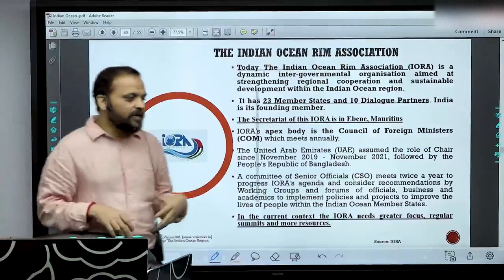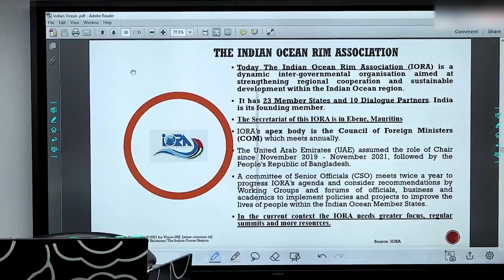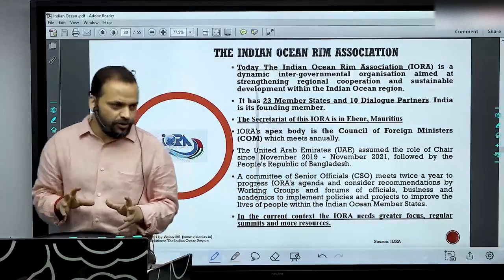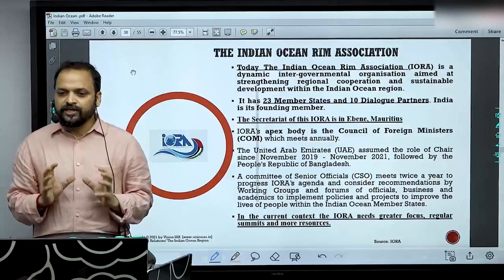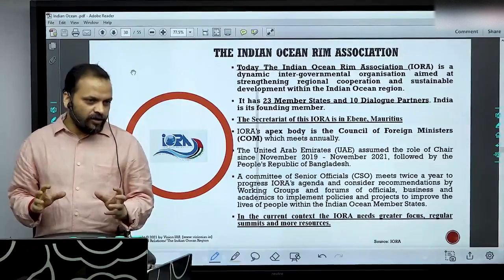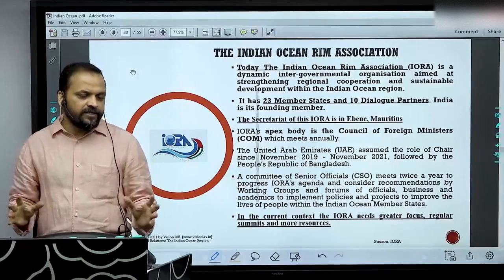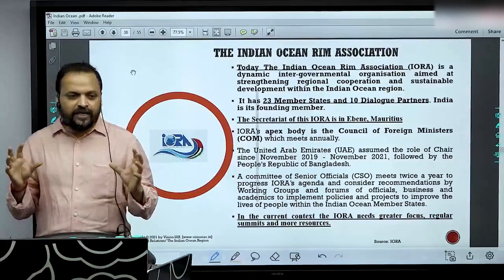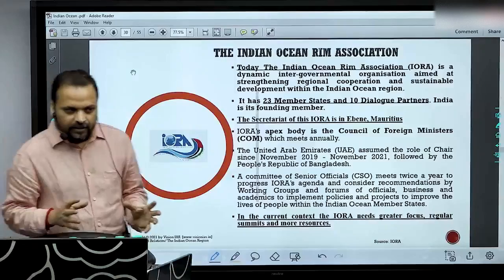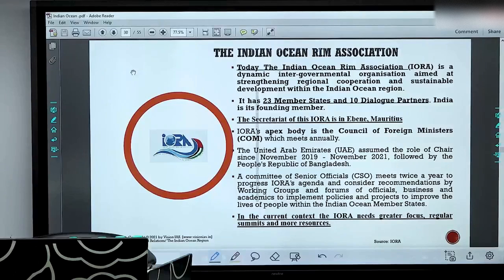Let's now talk about the next organization. Again largely understood, part of what India wants to do under SAGAR, part of promoting regional cooperation in the Indian Ocean region. So Indian Ocean Rim Association is the only regional organization which is based on an Indian Ocean identity. It is the only regional organization which comprises countries of the Indian Ocean basin. So it is the most comprehensive regional organization promoting cooperation in the Indian Ocean region.